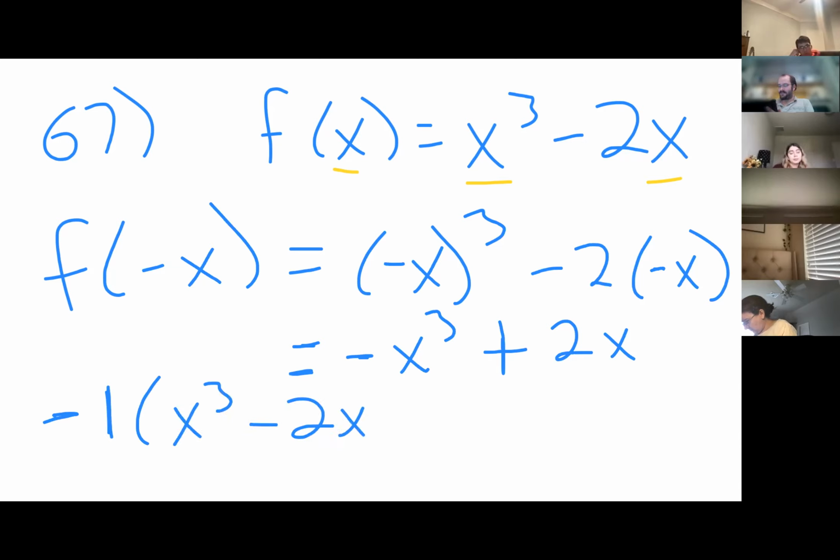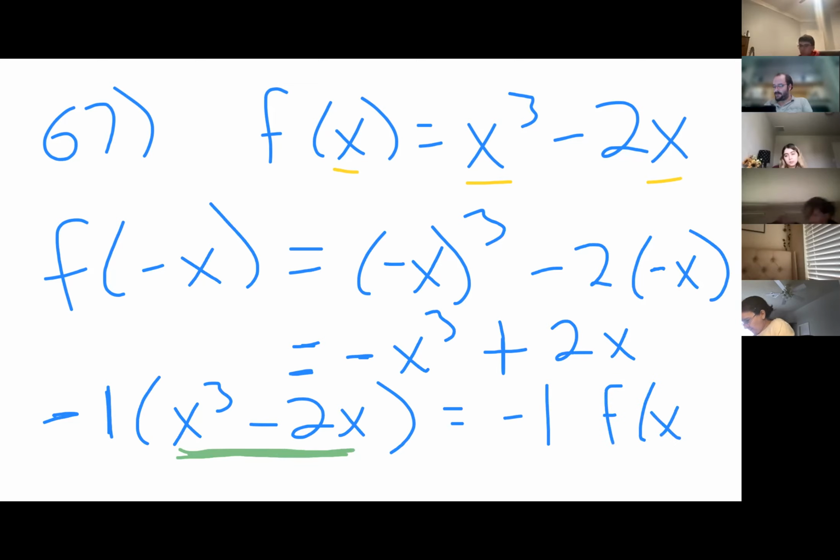I should get what? X to the third minus 2x. And so what does that look like? I have a negative 1 times x to the third minus 2x, my original function. Am I solving now for this? So if we're looking at this, how does that relate to the original function? Oh, they look the same. Yeah, it's the same.